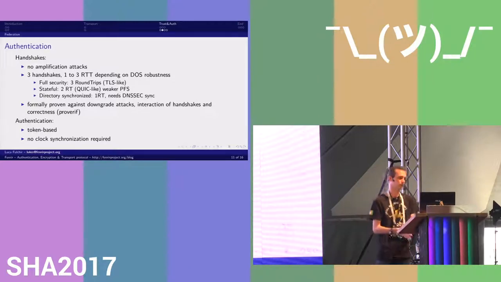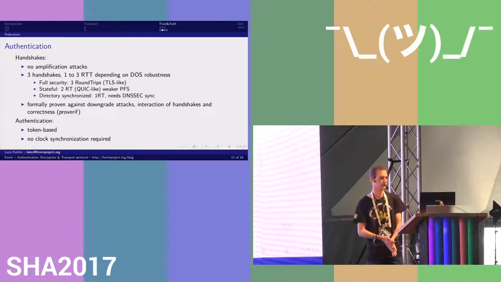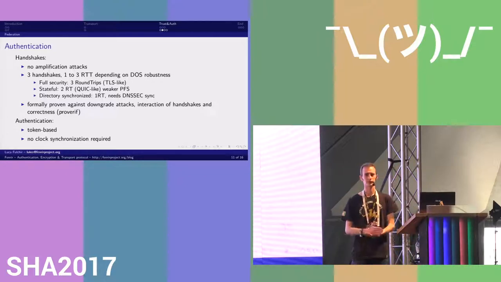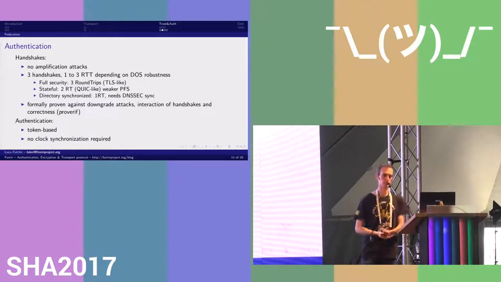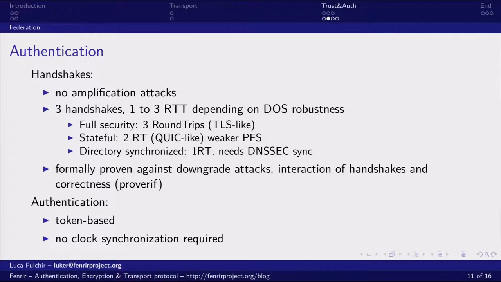We were talking about authentication. Authentication is handled directly in the handshake, which is designed to avoid completely any kind of amplification attacks, which also means that we cannot have zero round trip connections, like what Minimal T and QUIC actually do. It's a design choice mainly because this way we avoid any problems with roaming stations and such. There are three different handshakes which are taken roughly from TLS, which requires three round trips. Then we have a stateful connection, which requires a bit of state in the first round trip.